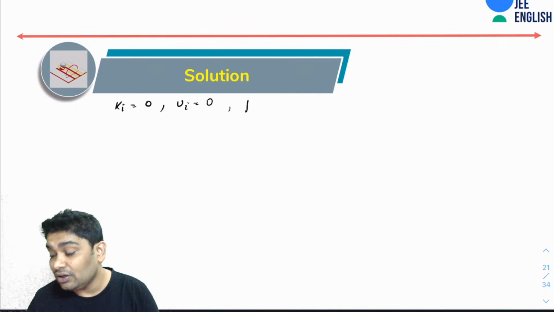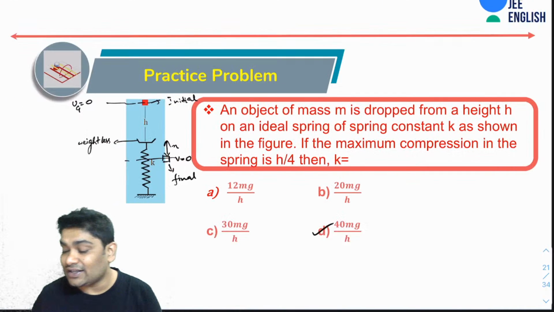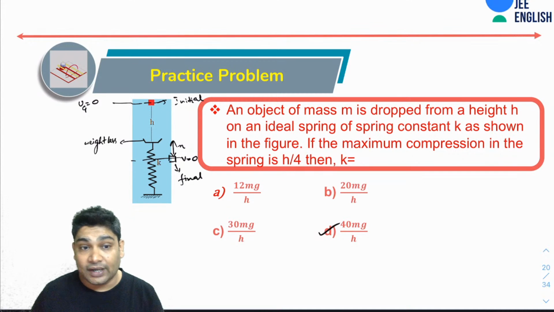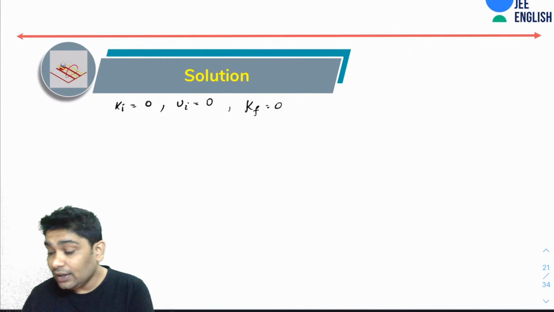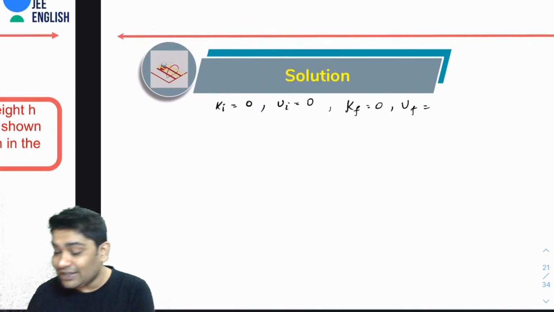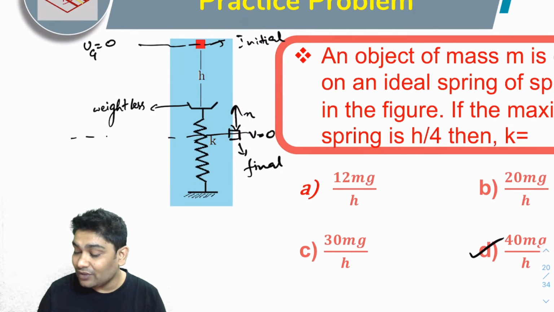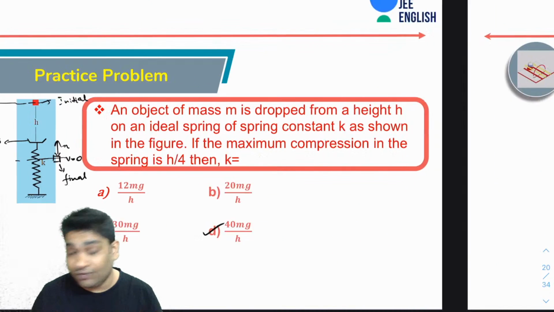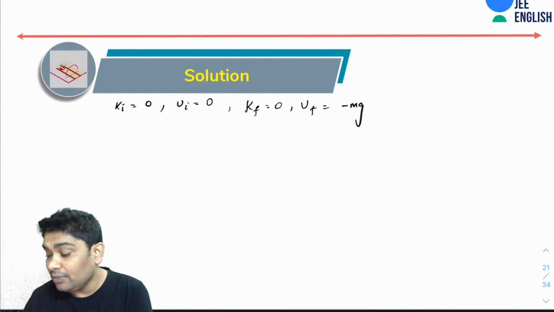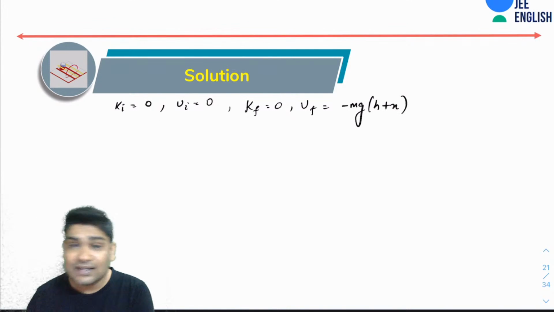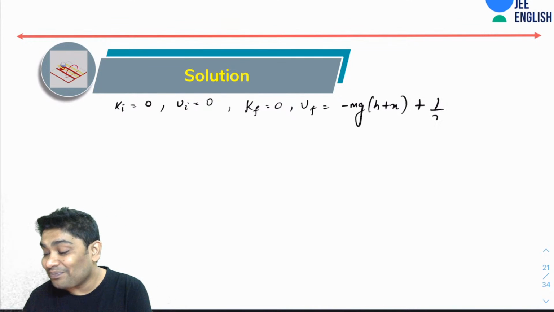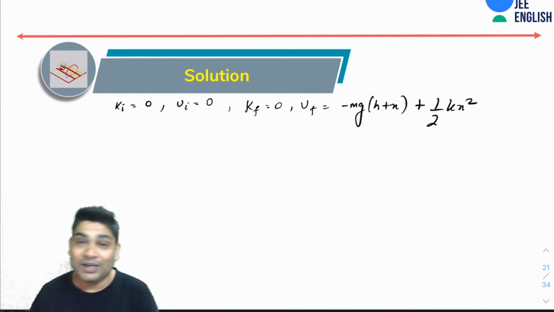How about the final situation? K final obviously is again 0, as I discussed that when the spring reaches maximum compression, the mass would come to rest and then it would start moving back up. And how about the final potential energy? Let's see how much this mass has come down. The mass has eventually come down by h plus x. So the gravitational potential energy would be minus mg(h plus x). Why minus? Again, it is below the zero level. Similarly, you would have spring potential energy stored, which would be equal to half kx squared.